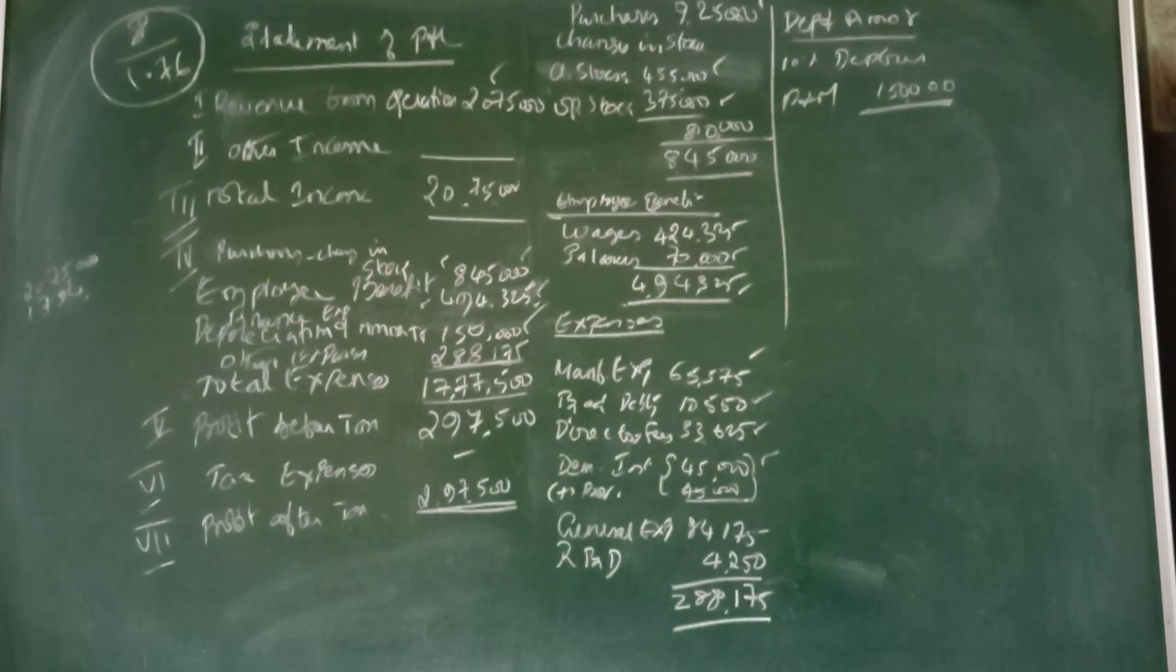Then sundry creditors, this is a liability, a current liability. In the balance sheet there is an item called current liability. Under that you will have to take it. Then bills payable, this is also a current item. Like creditors, you should take it in the balance sheet under current liabilities.